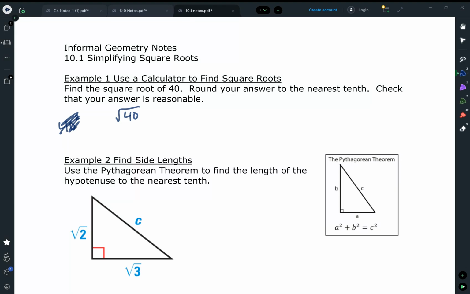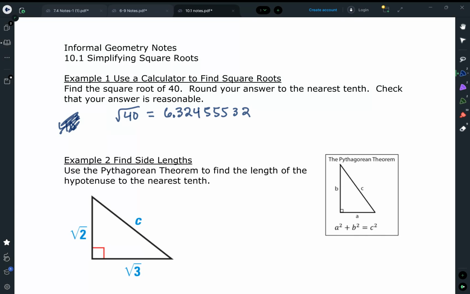So when I take the square root of 40 on my calculator, it gives me tons of decimal places. It gives me 6.32455532. And that's because I have an irrational number. It doesn't even stop. It goes on and on forever. There's no pattern to this, and we can't really write it as a fraction.